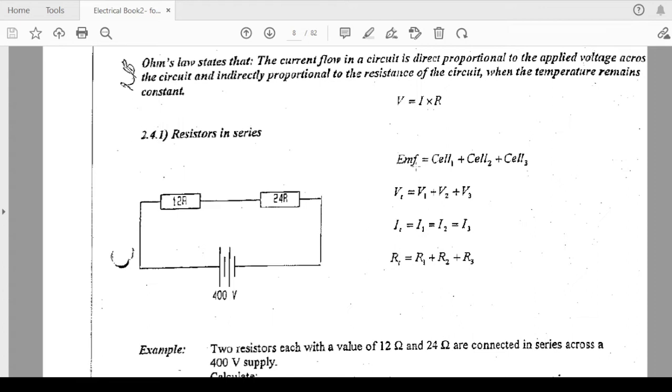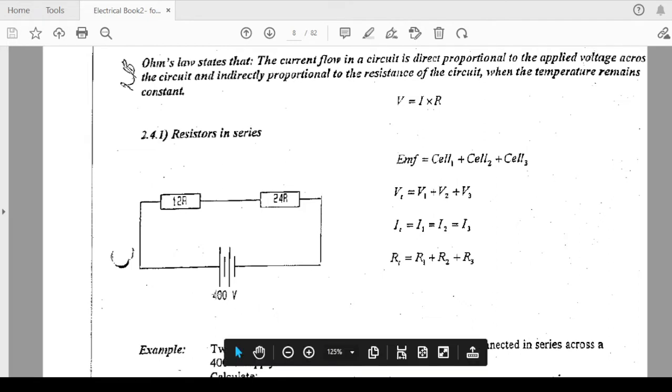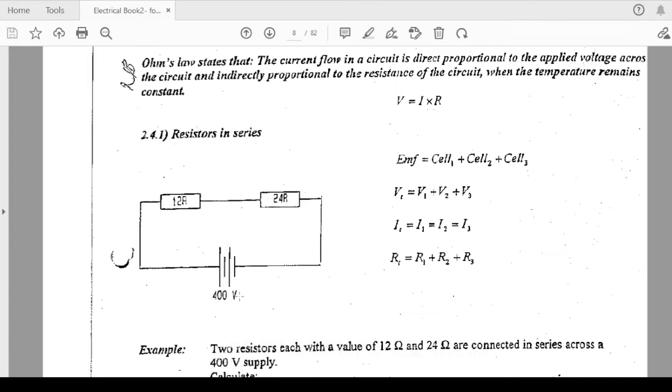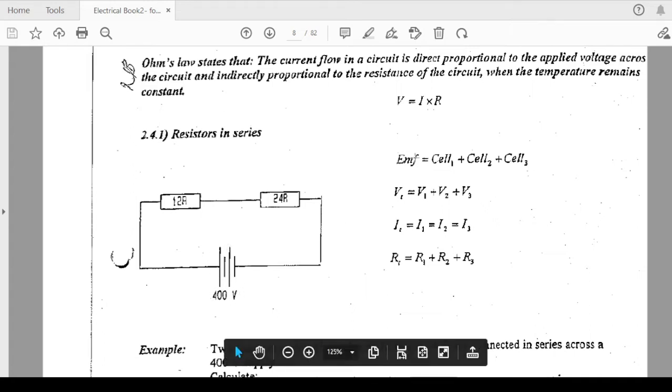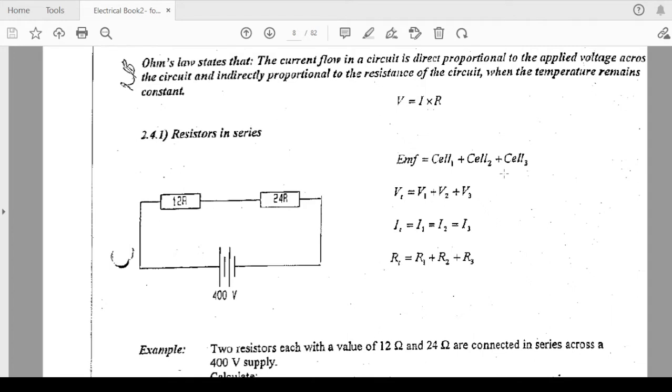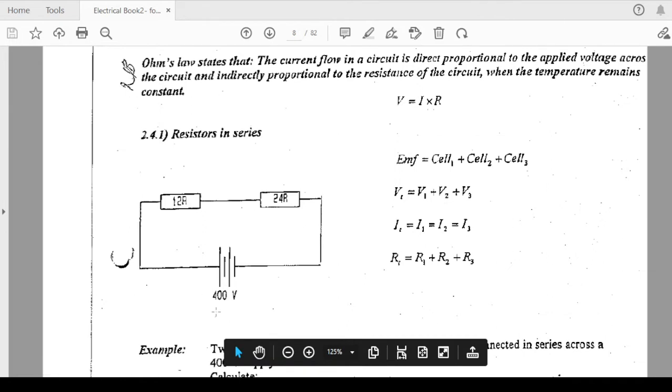The first part is EMF. What is EMF? Electromotive force. It is the voltage. Like this 400 volts, for them to get 400 volts, they had to deal with different cells added together to give them 400 volts. So they're saying EMF is equal to the voltage of cell 1, plus voltage of cell 2, plus voltage of cell 3, and so forth. You can have as many cells connected together to give you the total EMF, like 400 volts.